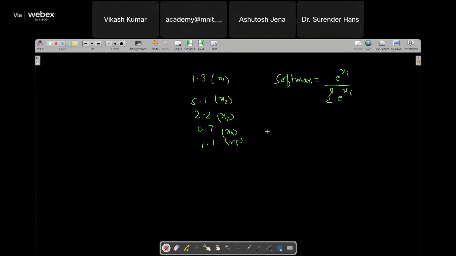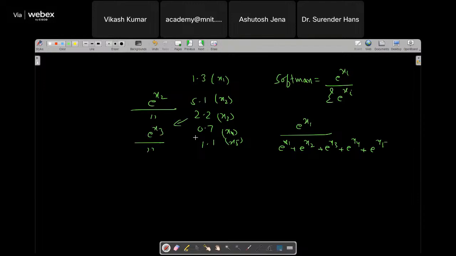So x1 is replaced by e to the power x1 divided by e to the power x1 plus e to the power x2 plus e to the power x3 plus e to the power x4 plus e to the power x5, and x2 is replaced by e to the power x2 divided by the same common term, x3 by e to the power x3 divided by the same, x4 by e to the power x4 divided by the same. All these quantities lie between 0 and 1, and if we add them all, they sum up to 1.